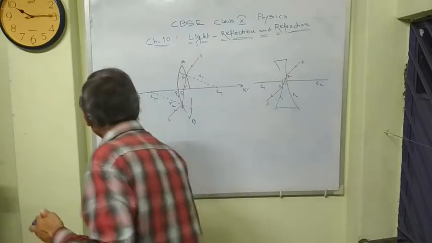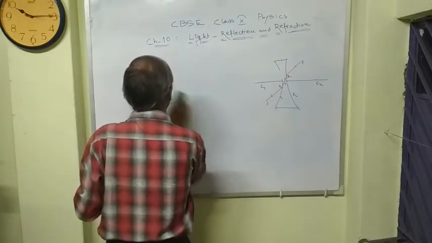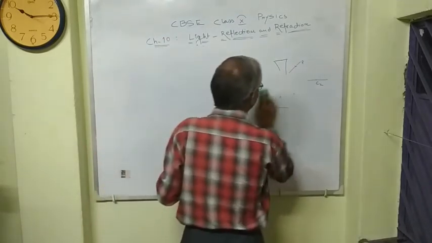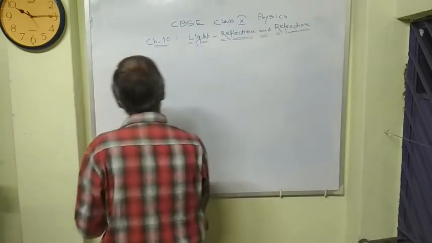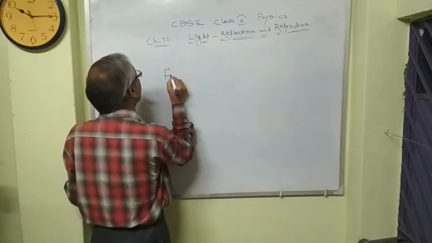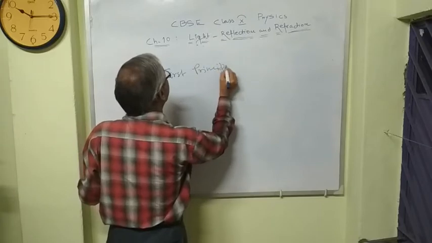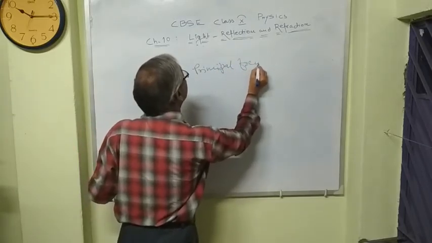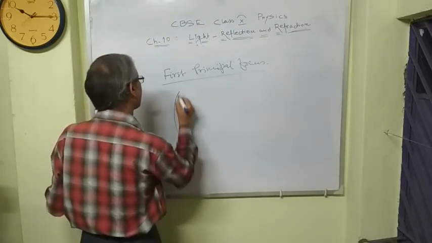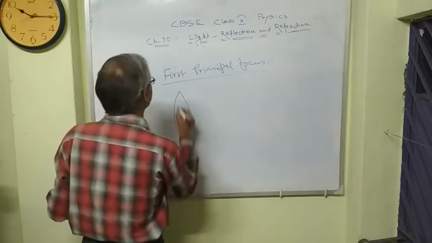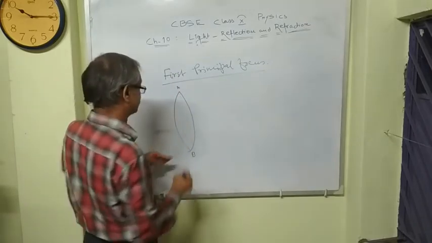Right. Now we define first principal focus for a convex lens and for a concave lens also. First principal focus. Right. We consider a convex lens at first.